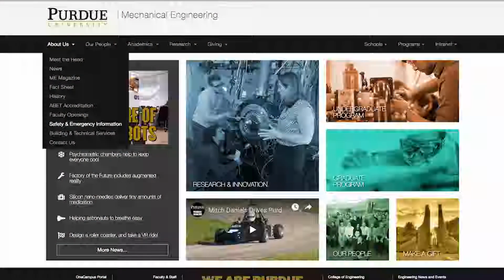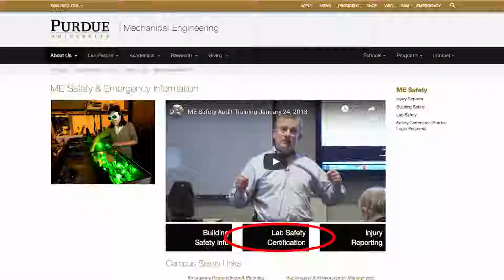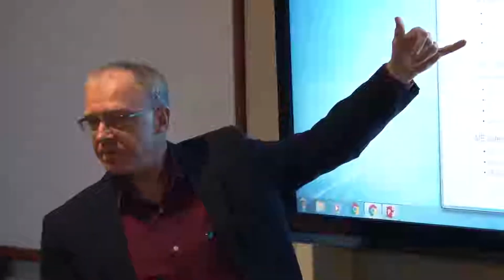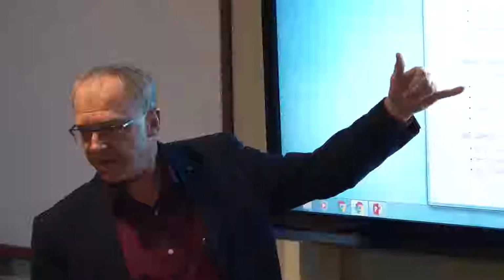What I wanted to do before I turn it over to Jim is just show you the ME website. So over here on the left, under About Us, is the Safety and Emergency Information link. And in particular, what I want to refer you to is the lab safety link. It indicates some policies, but also there are some links to information about HAZCOM and PPE, as well as some links to safety training. Many of these are links directly to REM. So if you need to train your students, and they should be renewed every year, on things like hazard communications, that information is available directly here on the website.